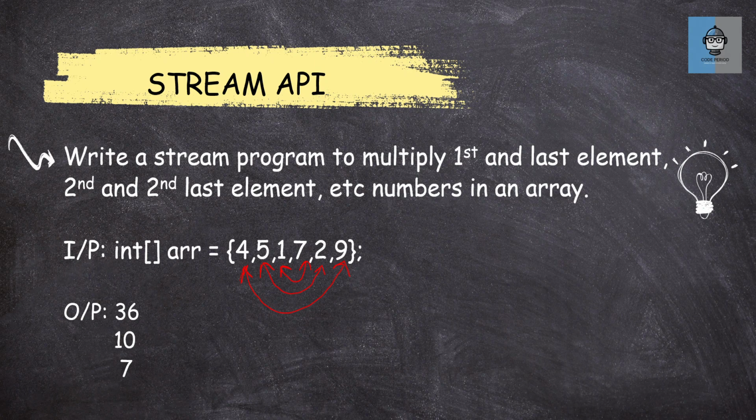So the multiplication of 4 and 9 is 36, and that is the answer. Then it's 5 into 2, 10, then 7. So that is what we need to print, and let's see how to code that.